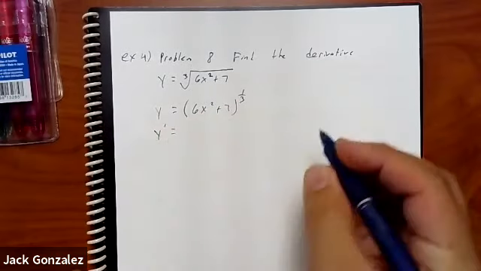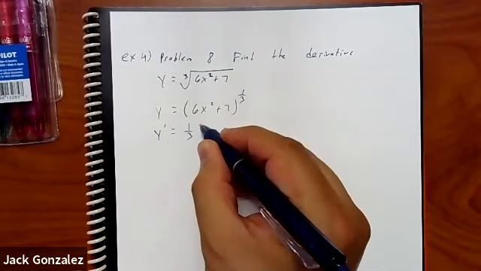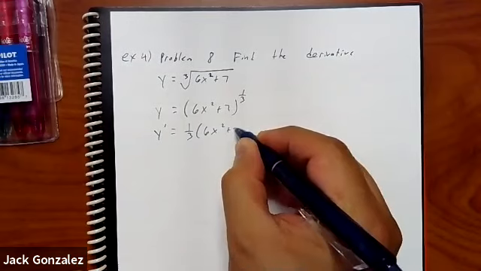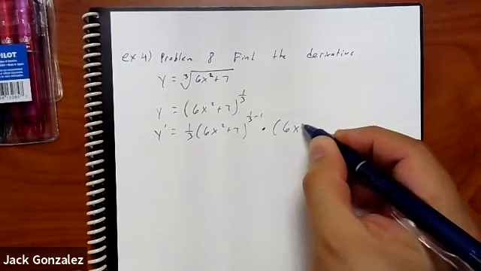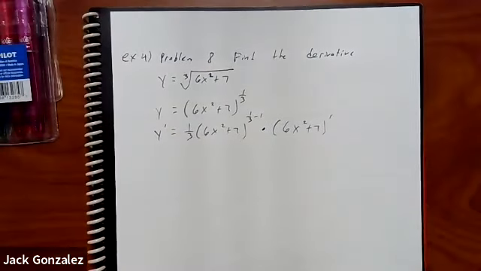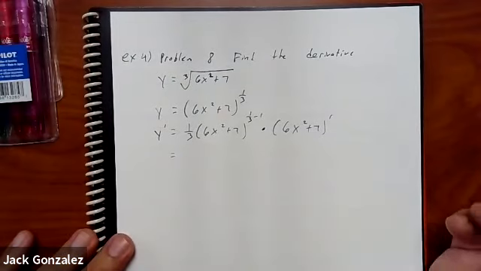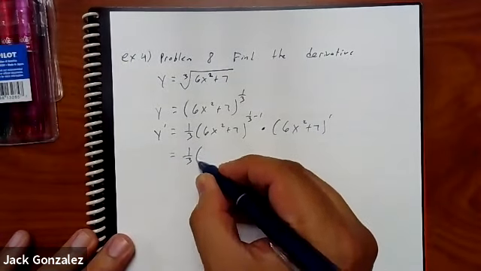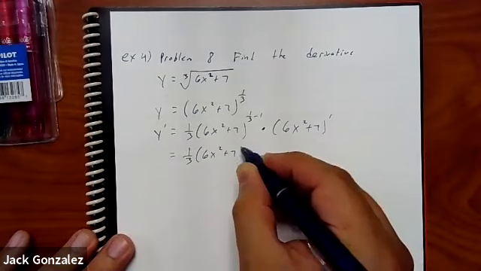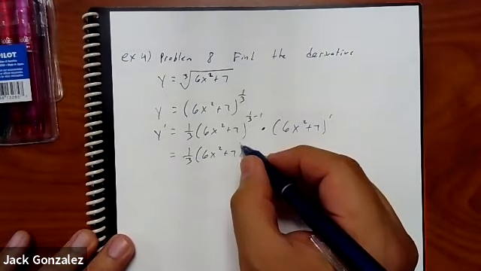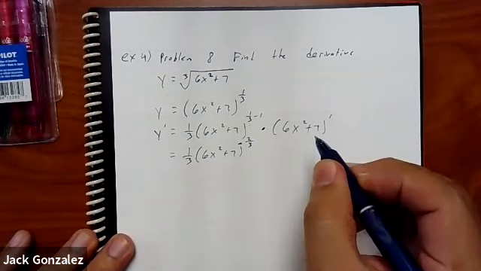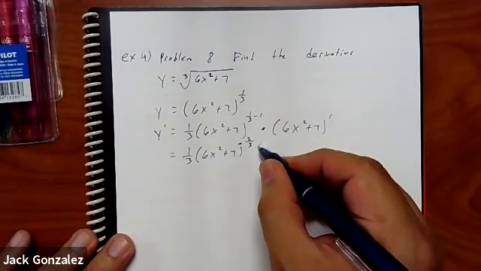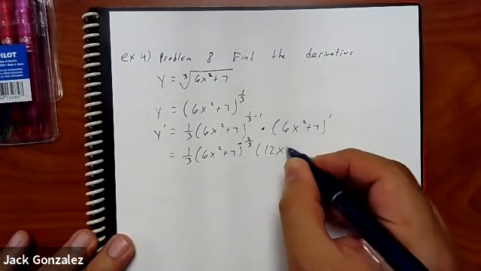The derivative will be, so you take the derivative of the outside, subtract 1, and then multiply by the derivative of the inside. So that will be 1/3 times 6x squared plus 7 to the 1/3 minus 1, which is a negative 2/3, right? Derivative of this guy is 12x.